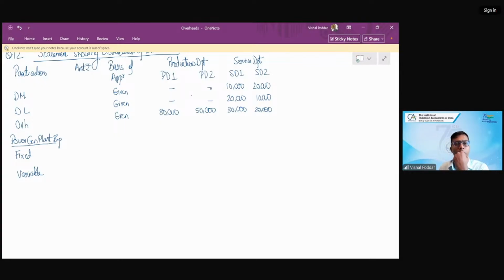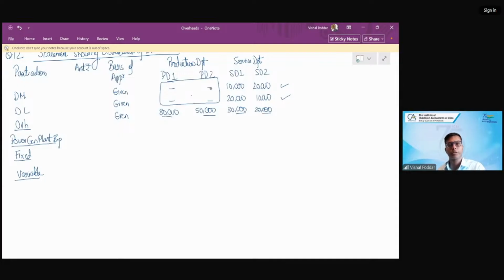I hope it is clear up to this point. Now, as we all know, direct expenses are not to be taken in the production departments. They have to be taken only in the service departments. But what is indirect, what is overheads, has to be taken in all the departments. Now, till now, this question is simple. In fact, there is nothing much in primary in this sum. What is special in this sum is this part.